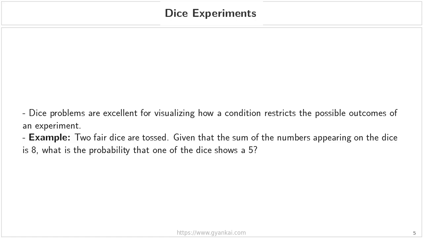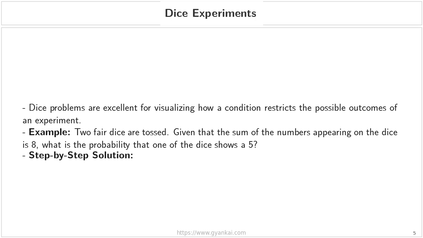Suppose we toss 2 fair dice. We are given a specific condition. The sum of the numbers appearing on the 2 dice is 8. Our goal is to find the probability that one of the dice shows a 5. To solve this, we will follow a step-by-step approach, just like we did in the previous slides.